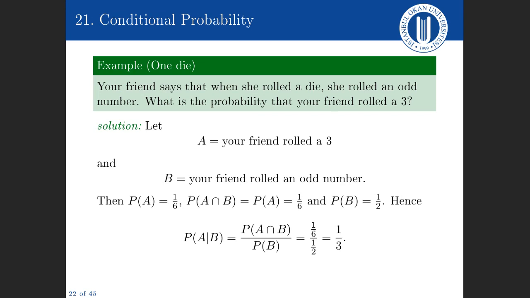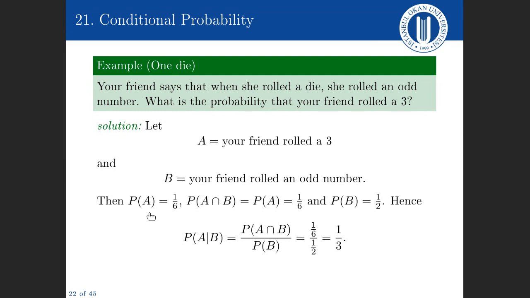Let's imagine we're rolling a die again. Your friend says that when she rolled a die, she rolled an odd number. What is the probability that your friend rolled a three? You can probably guess the answer, but we're not going to guess. We're going to use our formula. Let's let A be the event that your friend rolled the number three, and B be the event your friend rolled an odd number.